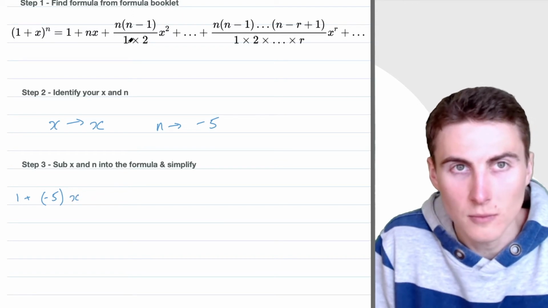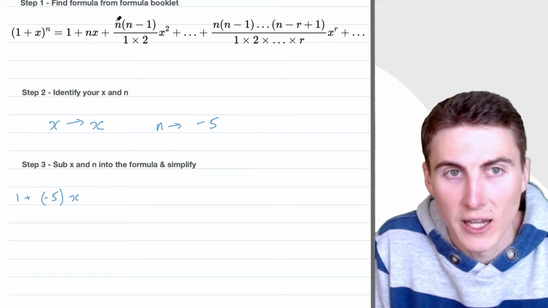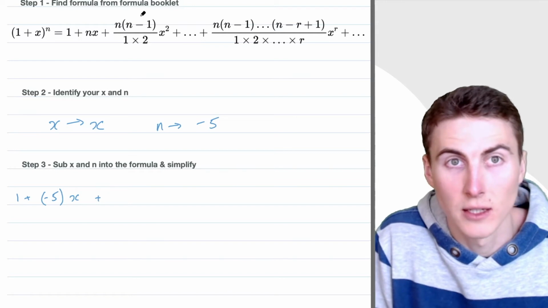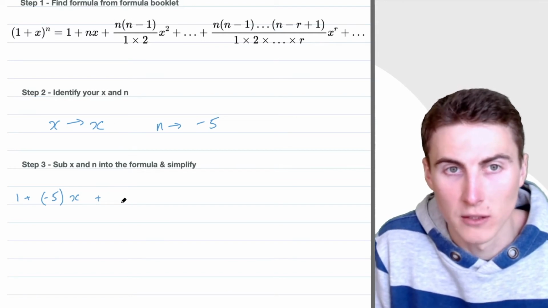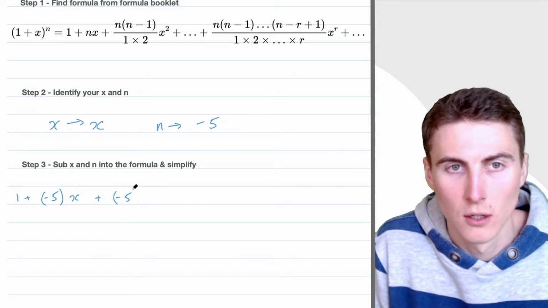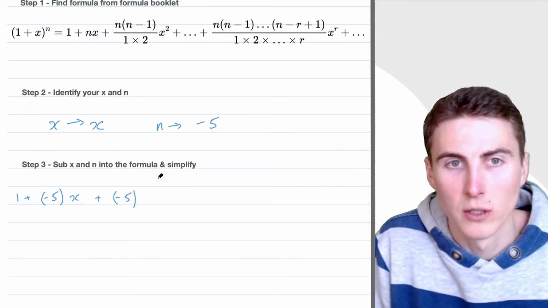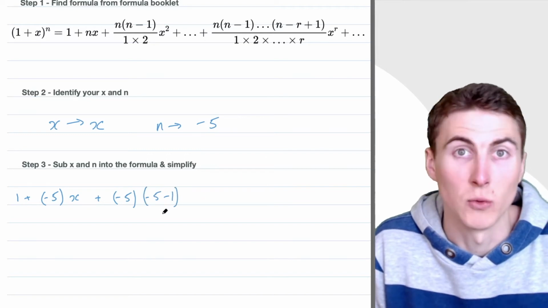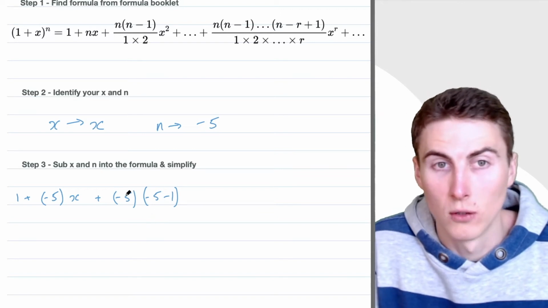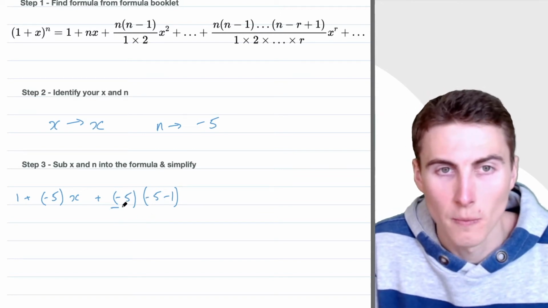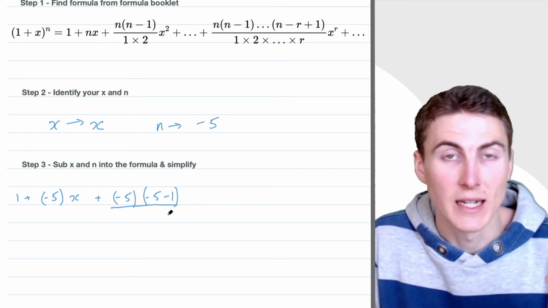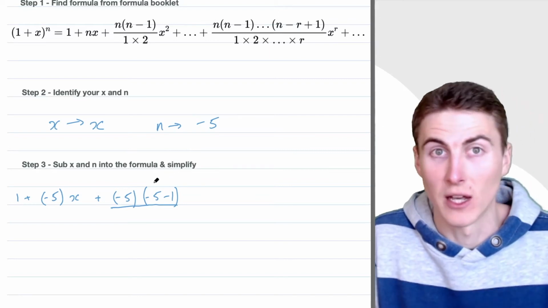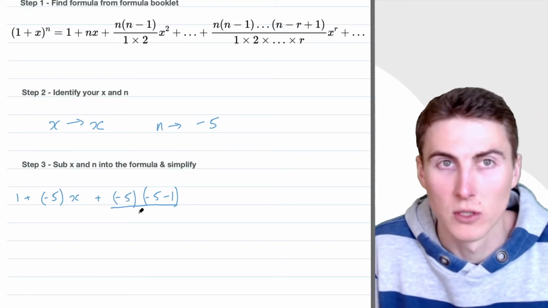Then for the next term, we're going to add this term here. n is minus 5, and then n minus 1 is effectively minus 5 minus 1, which is minus 6, but it's up to you whether you want to do that there and then, or just write this and simplify it afterwards. It's really easy to make a mistake in these sort of questions, so sometimes it's better not to simplify things straight away. Just write everything out, put it all in, then go through and simplify it all afterwards.